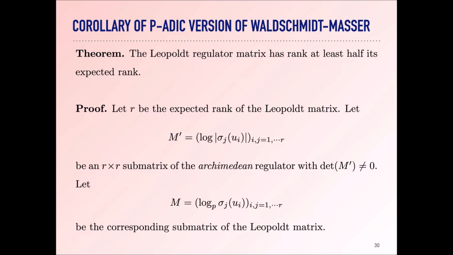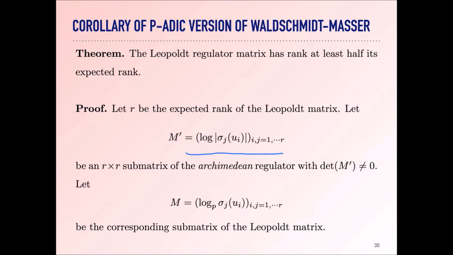Okay, and I wanted to give this kind of proof that I alluded to earlier. The theorem, given the Walsh-Master theorem, is that the Leopold regulator has rank at least half what you expect it to have. So you expect to have this rank r, which is the rank of the unit group. It has rank at least r over 2, and that's sort of the best we know. Okay. So let R be the expected rank of the Leopold matrix. It's an R by R matrix.